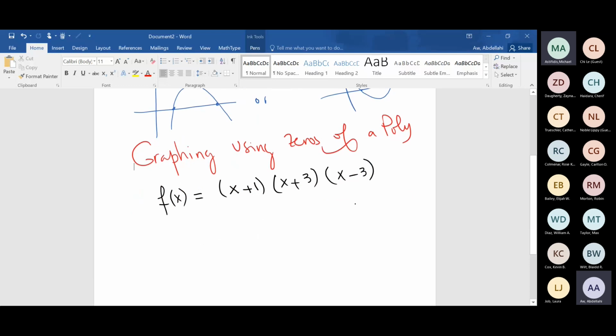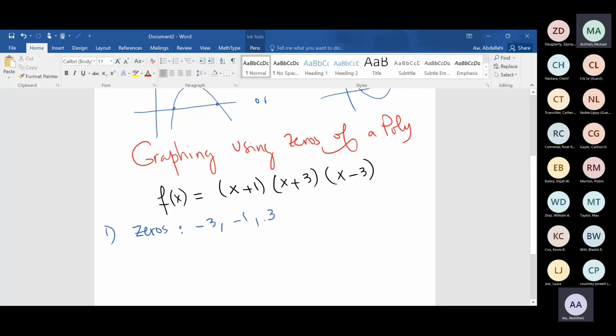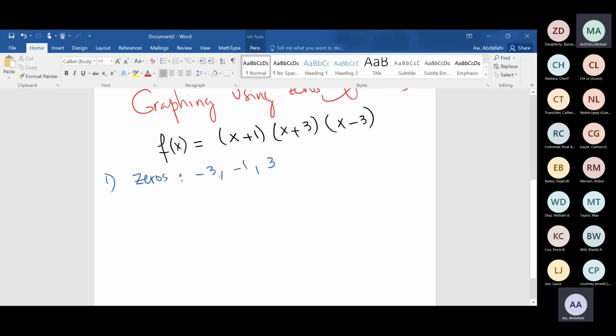First of all, we have to find the zeros. What are they? That's the first step. What are the zeros? -1, -3, and +3. Exactly. The zeros are -1, -3, and +3. Write them this way. Everybody in this room understands where the zeros come from? We just set each factor to 0 and we solve. Okay, so now look. They are also x-intercepts.